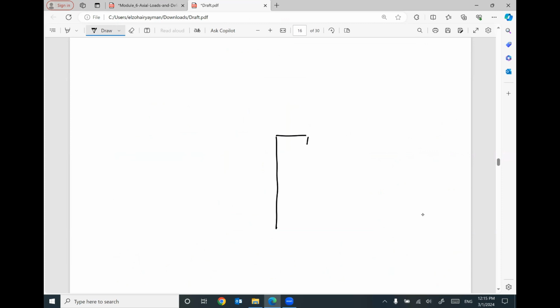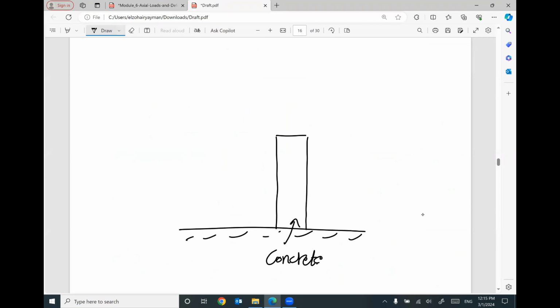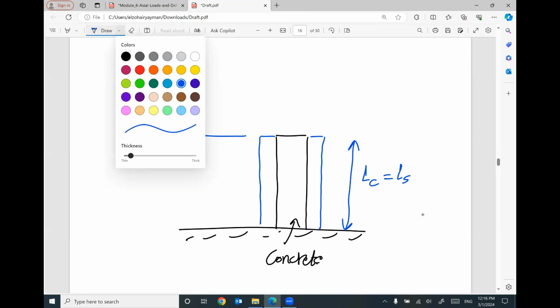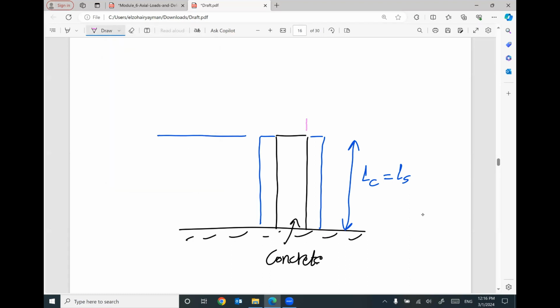This is the concrete. This is concrete. And we have another material, which is steel. Both of them originally were here, and both of them have the same length, L concrete equal L steel. We have a change of temperature, so I'm going to assume each one will expand freely. So this is the expansion of concrete. How much? Delta concrete equal alpha concrete delta T L concrete.